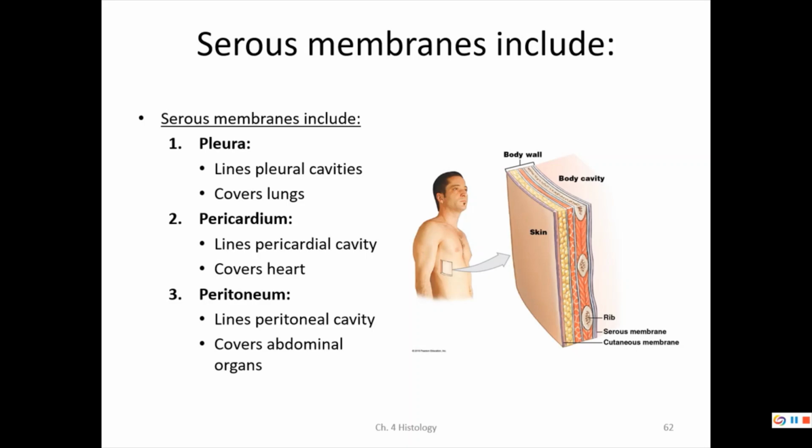Now, serous membranes, the pleura with its visceral and parietal layer, actually lines the pleural cavities covering the lung. The pericardium lines the pericardial cavity, covers the heart. Peritoneum is in the peritoneal cavity, which covers all your abdominal organs, like your guts and things, okay?